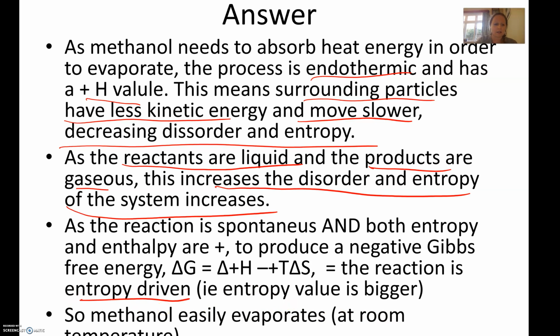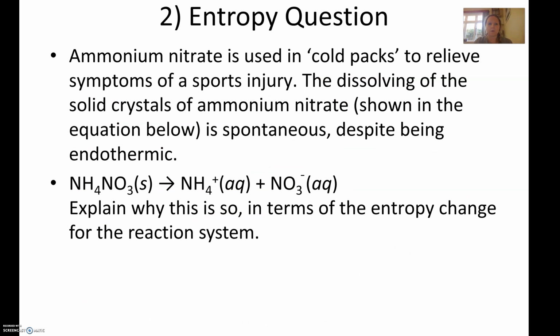Hopefully that makes sense. Another example: ammonium nitrate is used in cold packs to relieve symptoms of sports injuries. The dissolving of solid crystals of ammonium nitrate, shown in the equation below, is spontaneous despite it being endothermic. Explain why in terms of entropy and enthalpy.